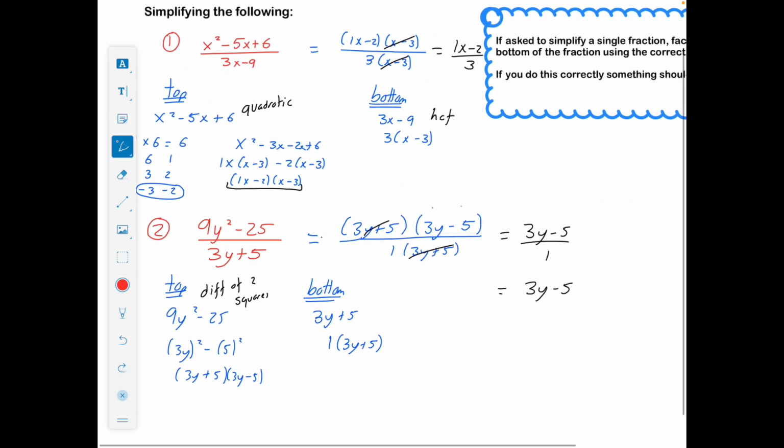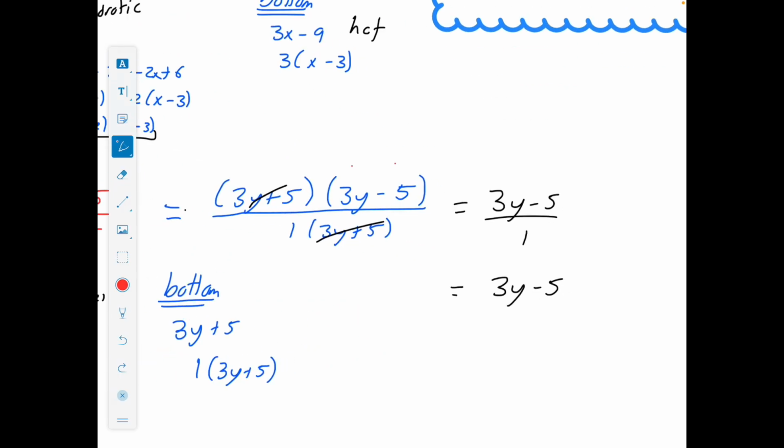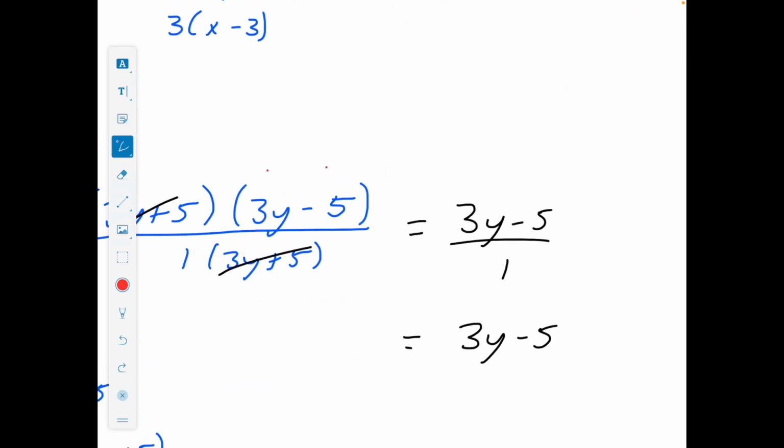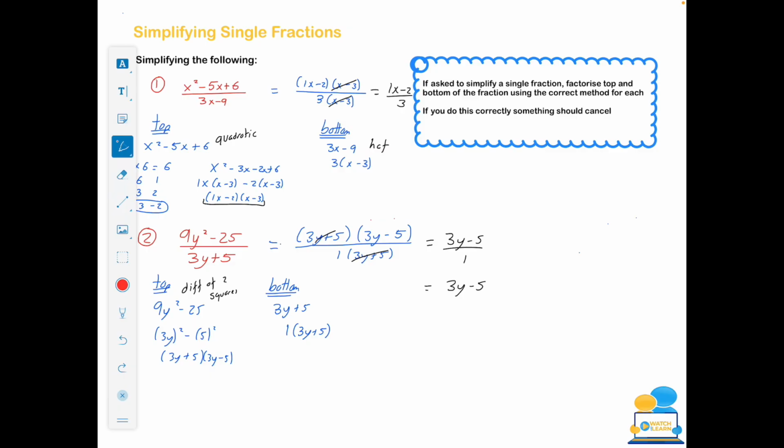Then I put my fraction back together, so I'm going to put this on top and this on bottom, and we notice we have a 3y plus 5 on top and on bottom, so we can cross those out. We're left with 3y minus 5 over 1. You'll probably get away with that, but there's no need to write the 1 on the bottom of a fraction. The 1 at the bottom of a fraction doesn't actually do anything, so our answer there is just 3y minus 5.